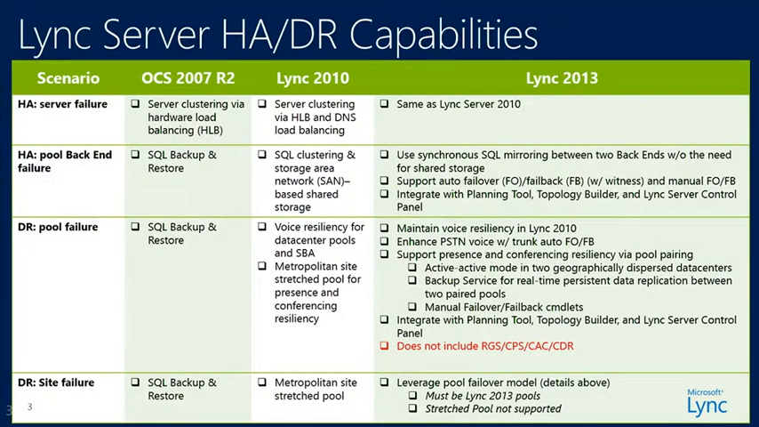Looking at the roadmap, right, over the past couple of years, you can see that we started out, and we've always had this concept of high availability inside of the pool. We'll walk you through the differences and sort of what happens when you're in a server failure inside of a pool versus a pool failure itself. From an OCS 2007 R2 perspective and prior, we required a hardware load balancer to achieve that. From Lync 2010 and Lync 2013, the clients have a technology called DNS load balancing built in.